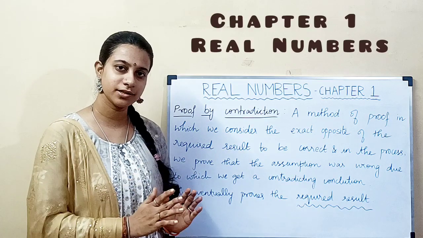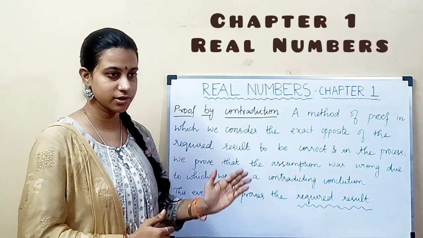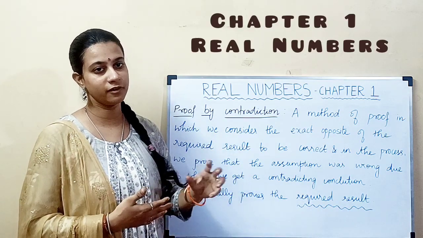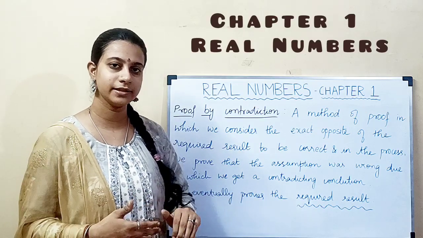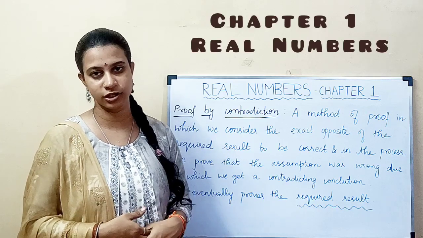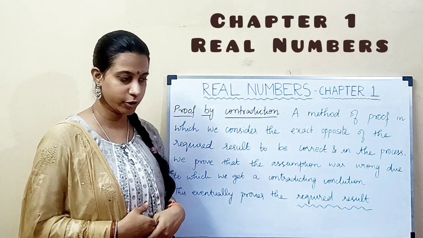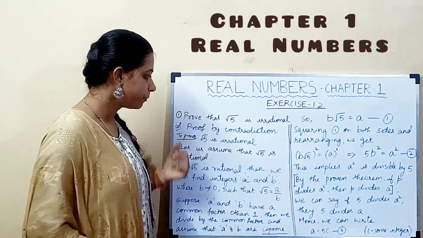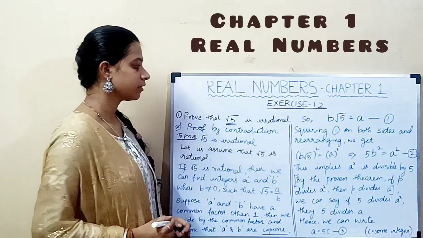So in the first step we will assume it to be rational, then we will take the conditions that are suitable for rational numbers, and we will get a contradicting result in the middle of the proof. So we will say that the given number was irrational. So now let's get into exercise 1.2, first question. In the first question it is asked: prove that root 5 is irrational.